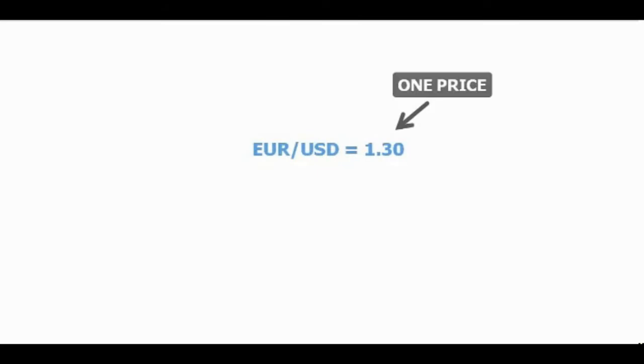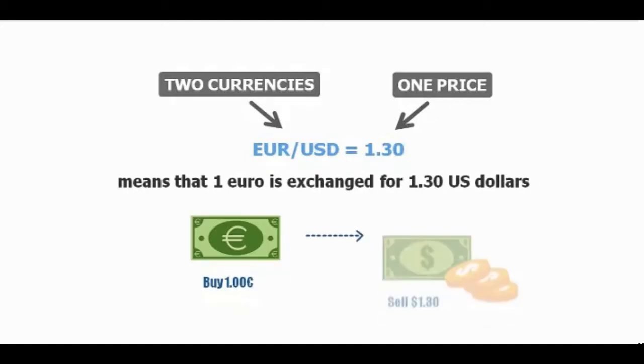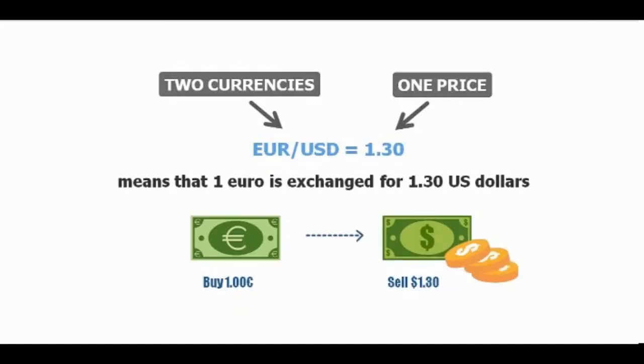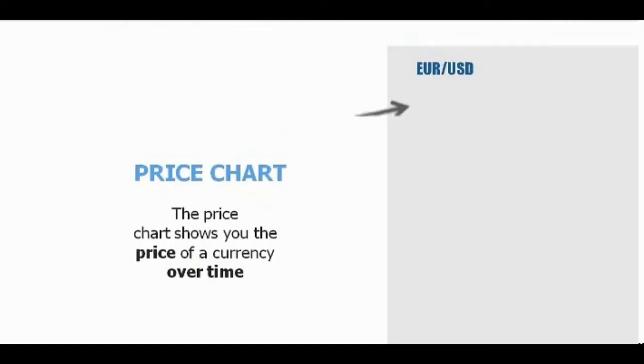A currency pair is referred to as one price. This price is the exchange rate between two currencies. So if the price of the euro-US dollar is, say, $1.30, then this means that 1 euro is exchanged for $1.30. A price chart shows how the exchange rate between two currencies develops over time.